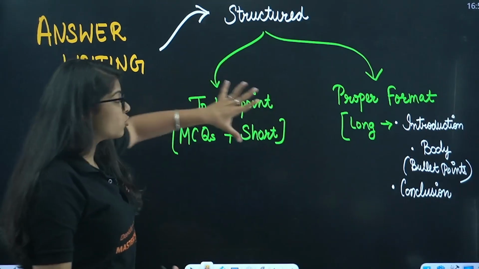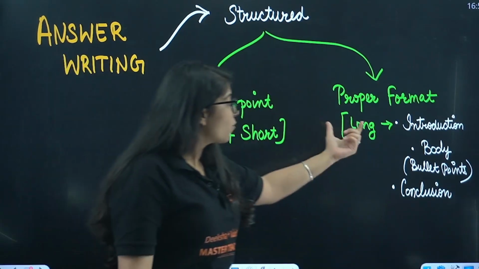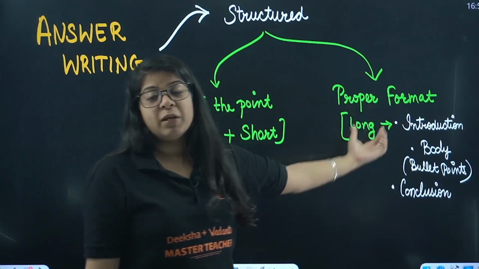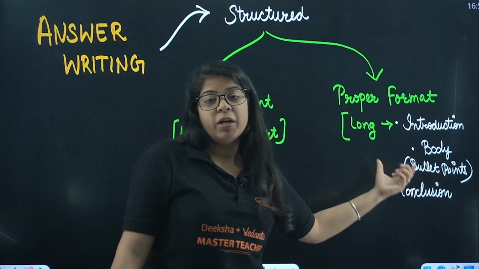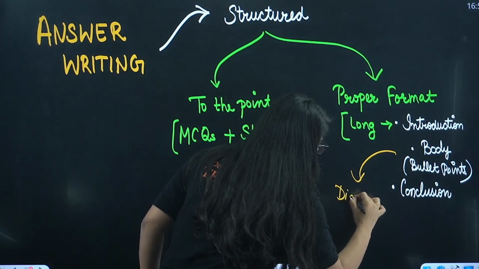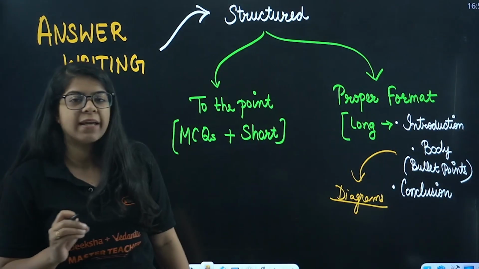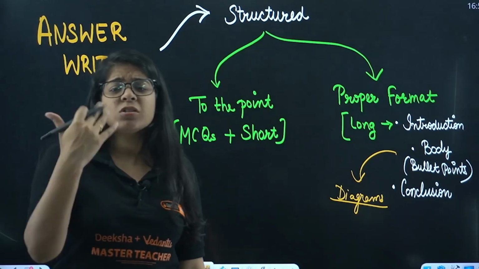So for MCQs and short marks, your answers will be to the point. With proper, for long, you have to use the proper format. What is the format? Introduction, body, bullet points and conclusion. And in this beta, in science, we have lots of diagrams. So if you think that question is remotely related to the diagram, make the diagram almost again.